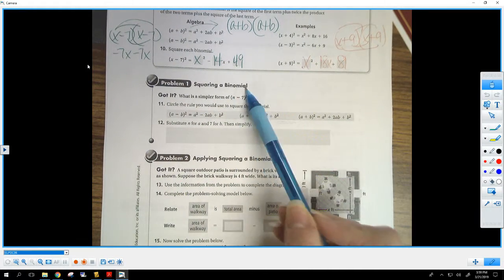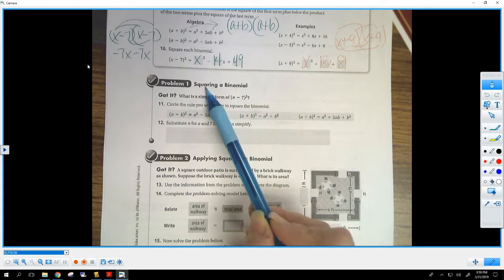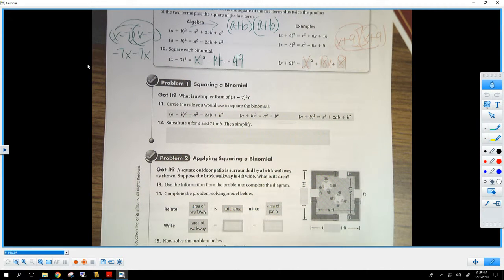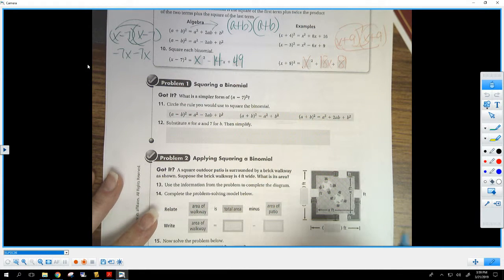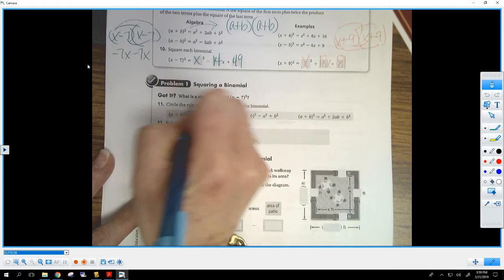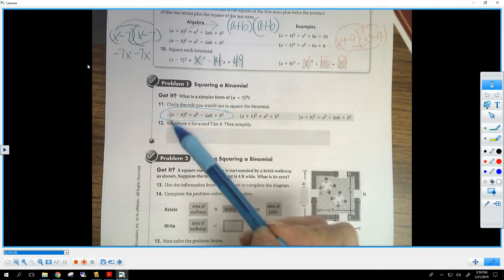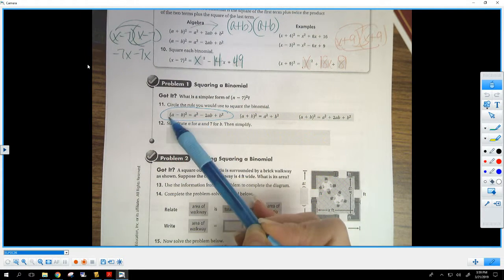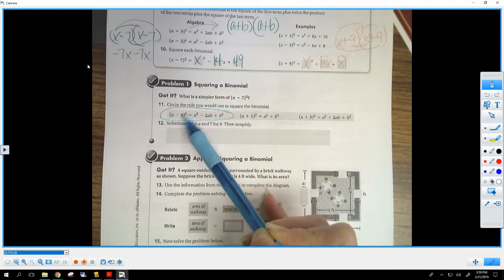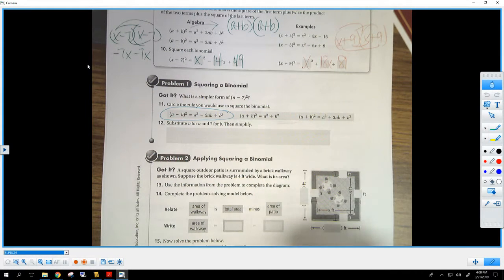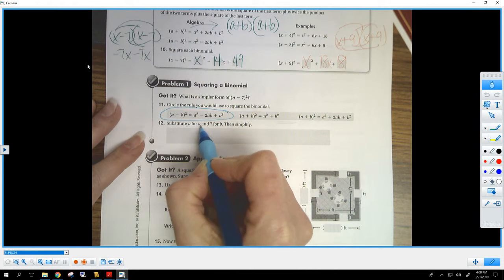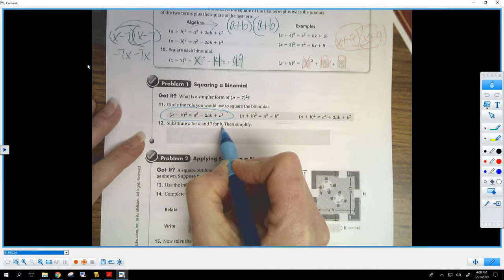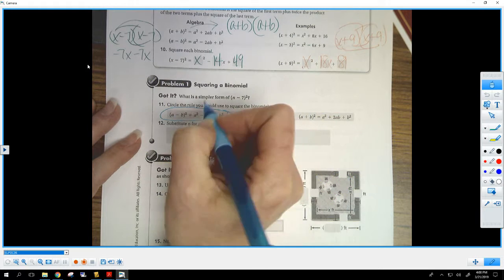Now, squaring a binomial, what is the simpler form of n minus 7 squared? Again, circle the rule that you would use to square the binomial. You're going to use this. What it says is that when it's negative, you're going to have a squared, then you're going to have 2ab plus b squared. Okay, true. So if we substitute n for a and 7 for b, then simplify.